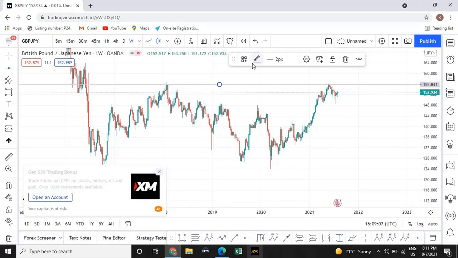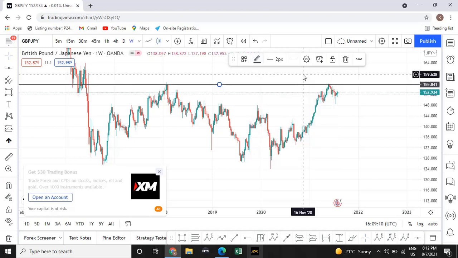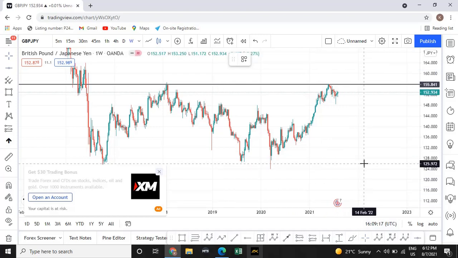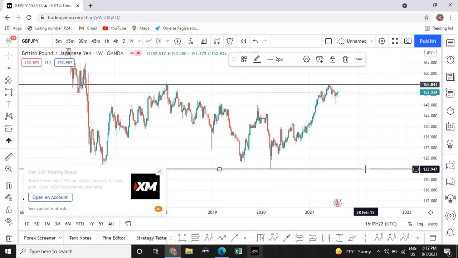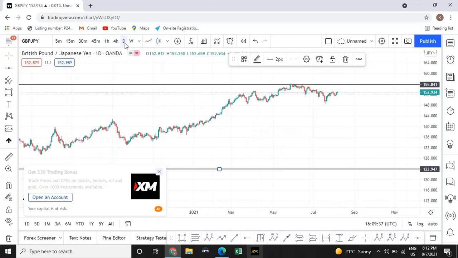As you can see, we have identified our weekly highest zone. Now we have to find our lowest. So as you can see, guys, I have found my highest and lowest zone. And now we're going to move down the time frame to the daily chart and find our previous highest and lowest on the daily chart.